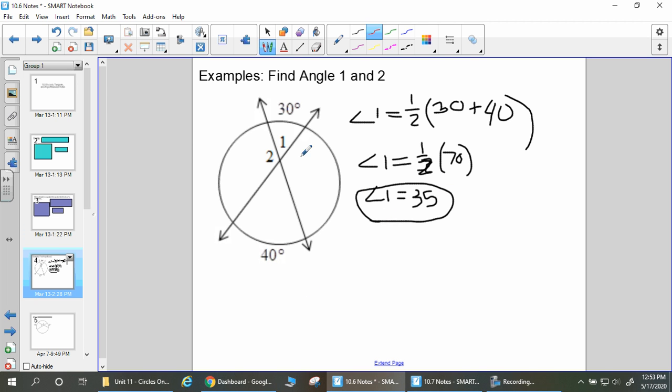Then they want you to find angle 2. Notice angle 1 and angle 2 here are next to each other. They did not give me the arcs for angle 2. So what I can do is use the fact that angle 1 and angle 2, being right next to each other, form a linear pair. We've learned before that linear pairs add up to 180. Straight lines are 180. So angle 2 is simply 180 minus the 35 degrees that was there for angle 1. So angle 2 would be 145.